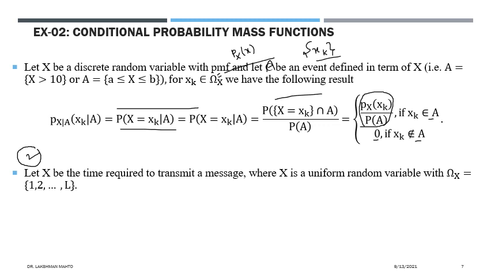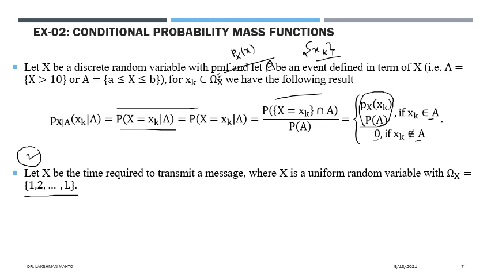Let x be the time required to transmit a message, and we assume that x is uniformly distributed. That means each value of x takes uniform probability. It depends upon how many values x is taking. Suppose the range of x is given: the time taken is from 1 to L units, some unit, whether you call it minute, hour, or whatever, depending on your situation. If nothing is mentioned, by default you can take the unit as seconds.